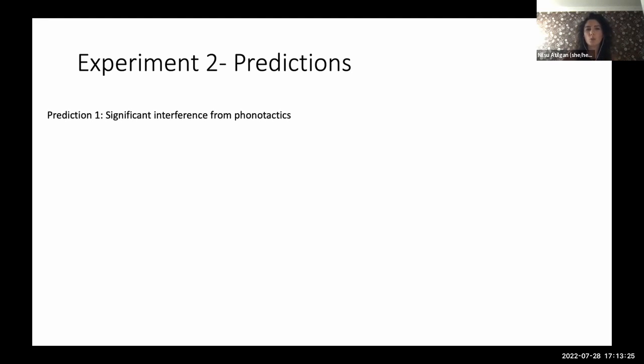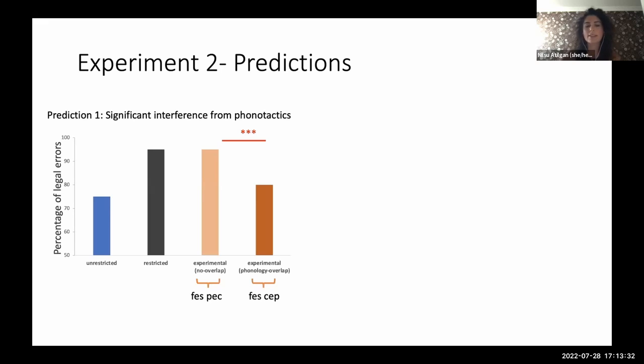Prediction 1 would be significant interference from phonotactics. If there's significant interference, then we would expect some differences between the 2 experimental groups. The experimental group with no overlap would be pretty similar to the reference point, restricted constraints. But if there's interference from phonotactics, then we would expect the experimental group with phonology overlap to be similar to the unrestricted, because participants could get confused by the interference from phonotactics.